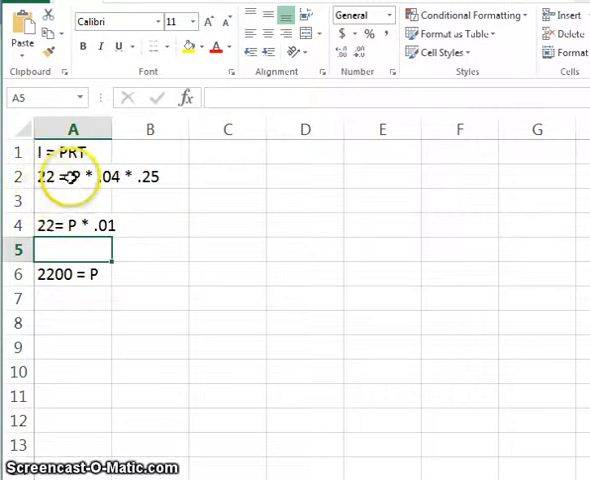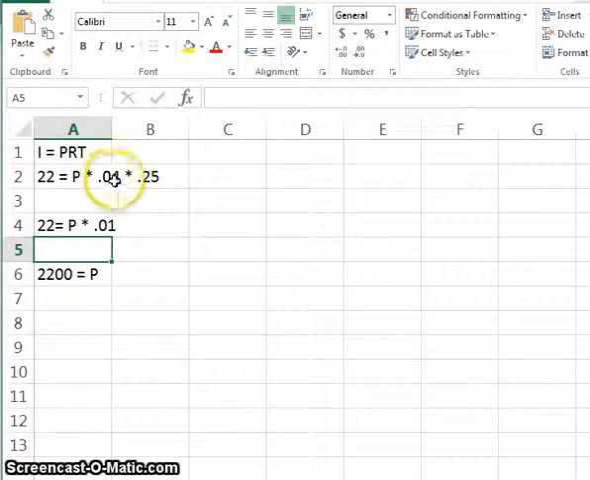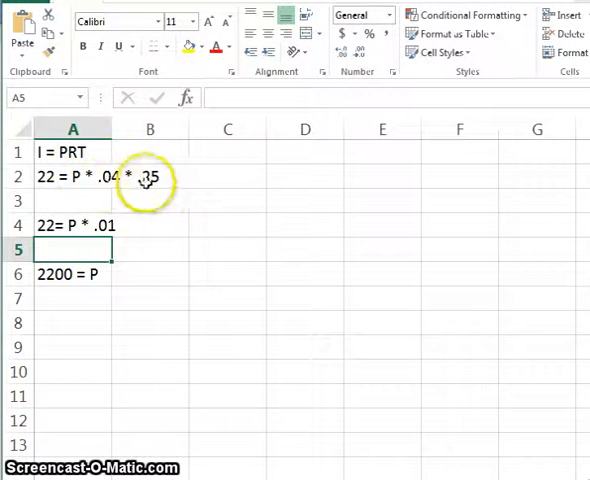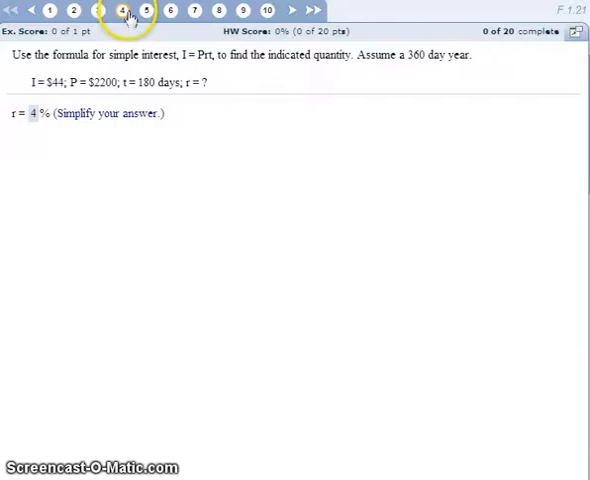Our interest is $22, our principal is unknown, our interest rate for the year is 4%, and then the time in years is 0.25, or 1/4 of a year, because the money is only in the bank for 3 months, which is 1/4 out of a year. 3 out of 12 is 1/4. So reduce down over here and you get this, then divide both sides by 0.01 and you'll get the principal is $2,200.